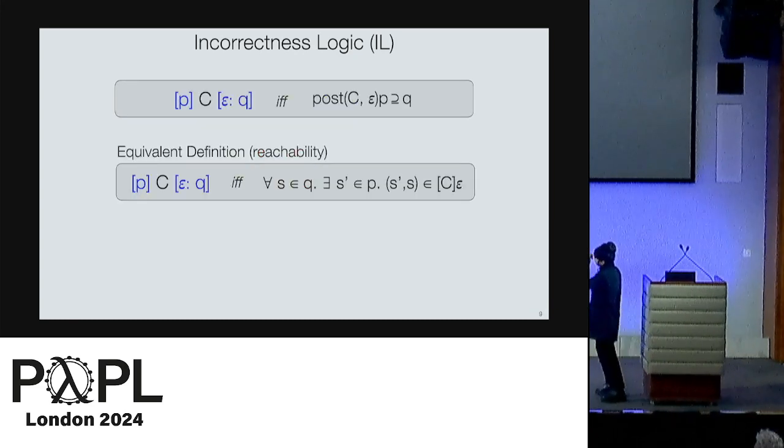Okay. So I'm going to also write down another equivalent formal definition of the triples, because it will come in handy later on. So this was in terms of the subset inclusion. Here I'm literally writing down the definition that I said in English, that every post state in Q can be reached from some pre-state S prime in P, and this means that S prime and S are in the semantics of C. So that's the reachability part.